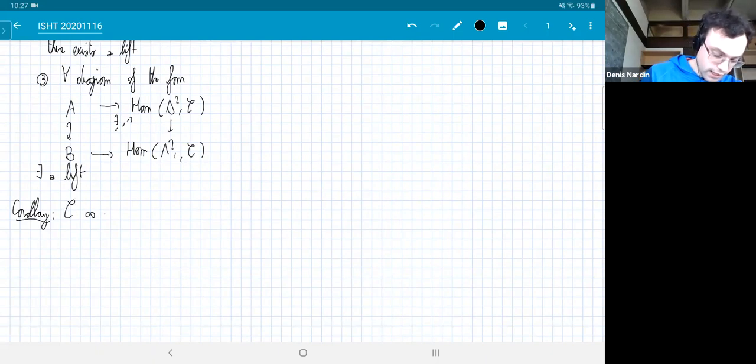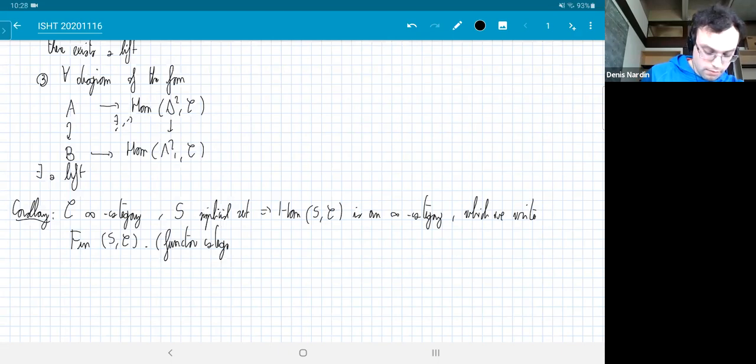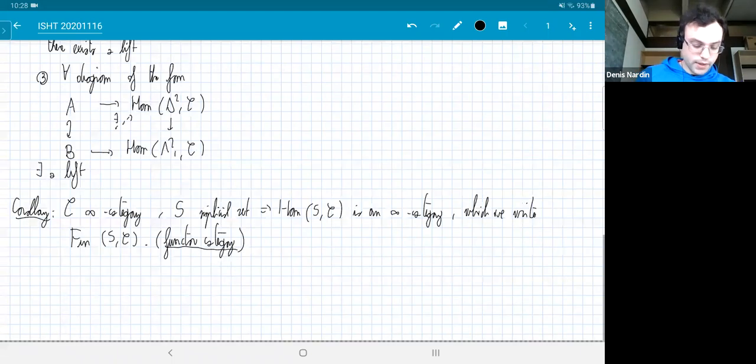So if you have C, an infinity category, and S, a simplicial set, then Hom(S, C) is an infinity category, which we write Fun(S, C), and we call it the functor category. And maps of simplicial sets between infinity categories will often be called functors. And you can think of these as the infinity category of diagrams. In fact, we will spend most of today thinking of these as the infinity category of S-indexed diagrams. Now, I defined it only in the case where S is the nerve of a one category, but of course, nothing changes here.